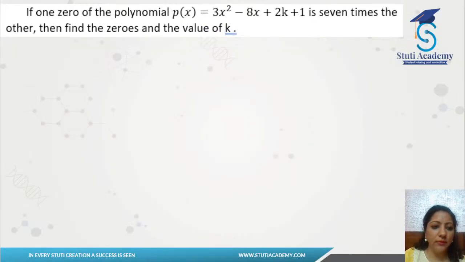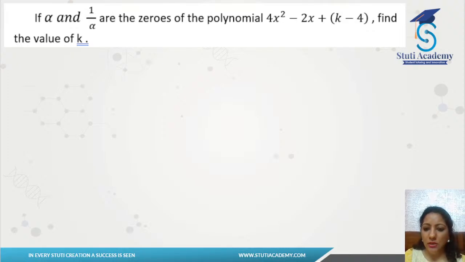So this one we've already discussed. Let's discuss this one. Children, I hope you can see the slide, the question on the screen. This question: if alpha and 1 by alpha are zeros of the polynomial 4x square minus 2x plus k minus 4, you have to find the value of k.